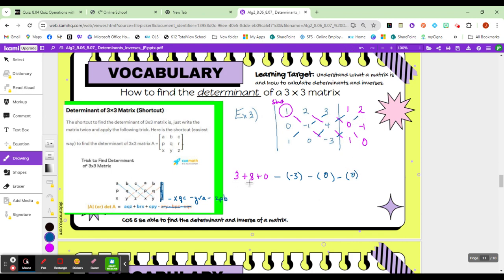So this is going to be 3 plus 8 plus 0, which is 11. Minus a -3, which is going to be plus 3. And then this is going to be minus 0, minus 0. So that's going to simplify to be 14.